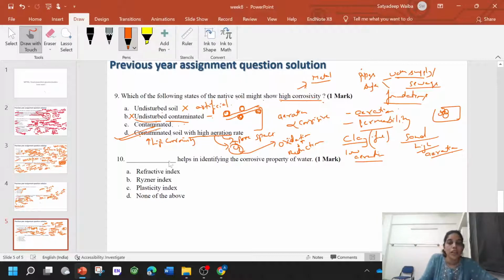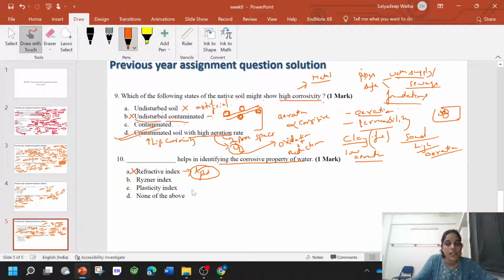Now, which of the following is used to identify the corrosive property of water? If we look at refractive index, no, refractive index is about light, the incident light and refracted light. It is based on the principle of light, so it is not a determinant of water's corrosive property.